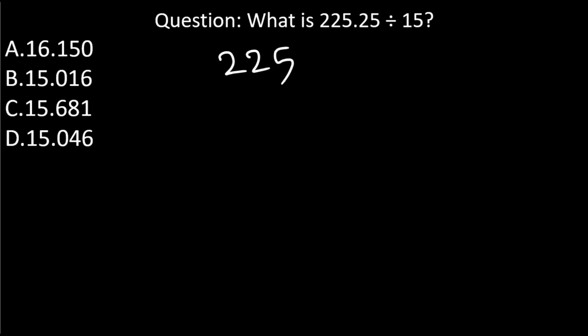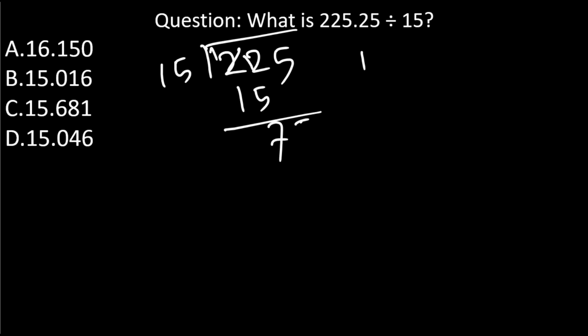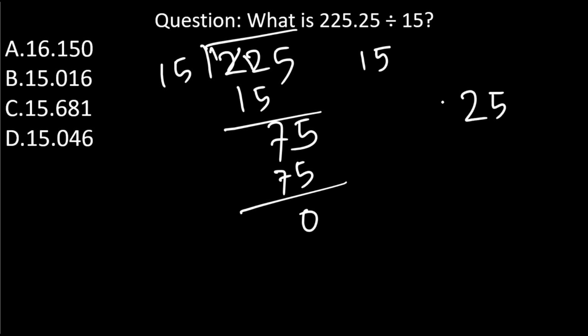So here 225, and 15 goes into 22 one time, and here 12, and 12 minus 5 equals 7. Then 5 comes down, and 15 times 5 equals 75, so here 75 comes, and here 0. Another part is 0.25, so we will just take 25.